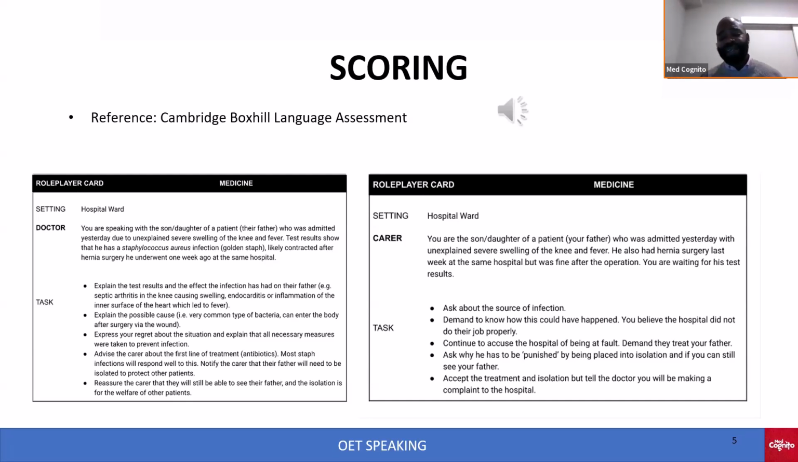But the carer, the one sitting in front of you, they have a task slightly different from your task, but both are supposed to work together to create a conversation for you to have some sort of a discussion around the matter. And so it will tend to be a back and forth between the two of you on the matter.